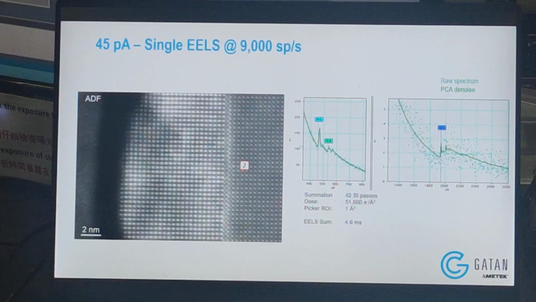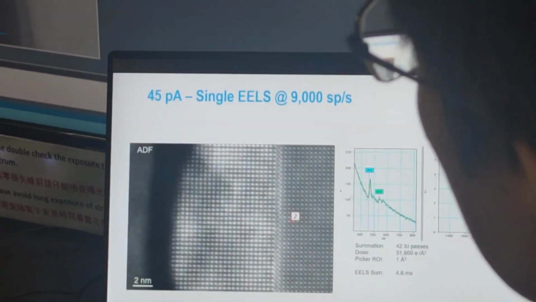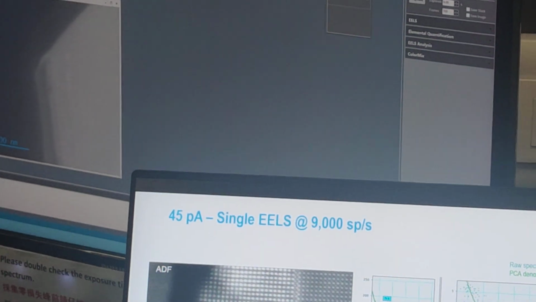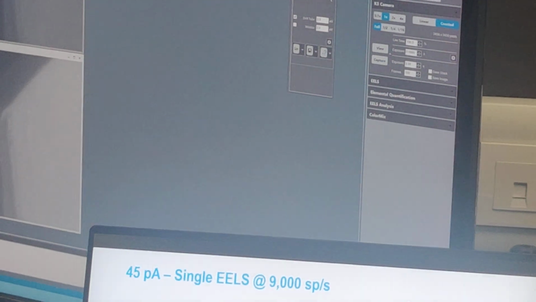Is this a high resolution system or a standard system? This is high resolution always. Okay, with corrector. The GIF, sorry, I mean the GIF. No, high resolution. Yeah. There's an electrostatic lens that can be used for that.